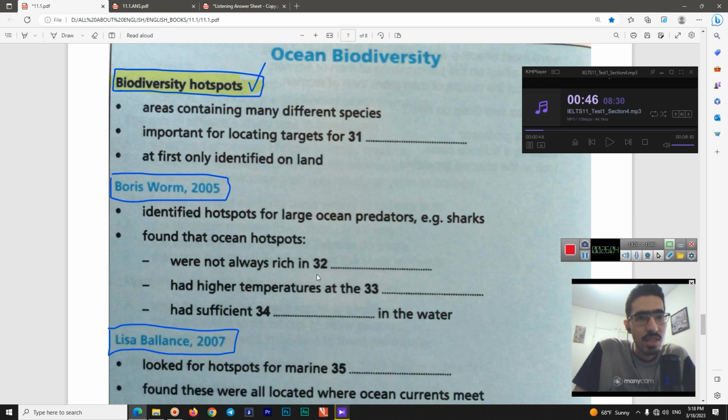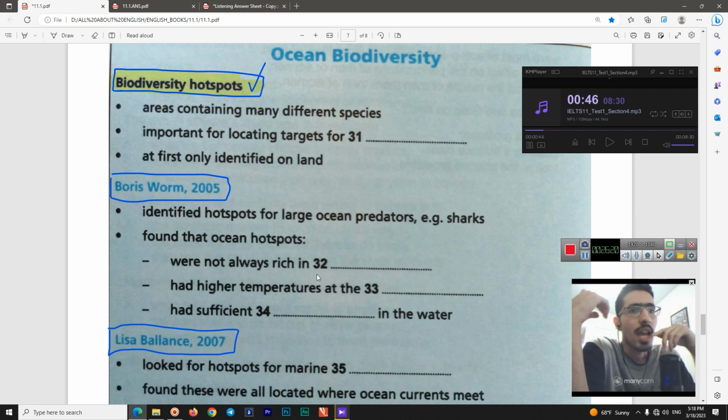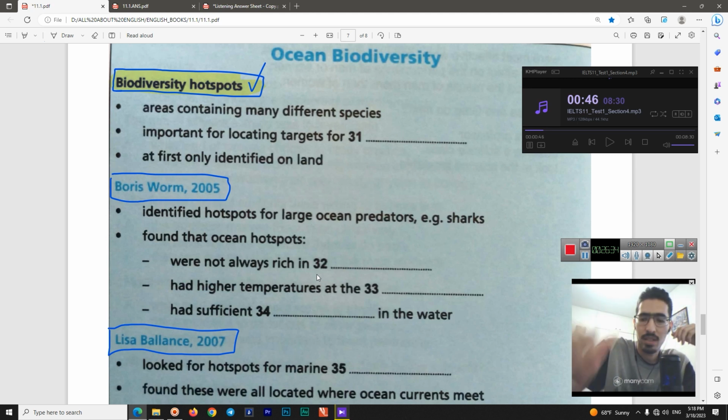Rich in protein, rich in cholesterol, rich in vitamin A, rich in vitamin B. For example, if I say something is rich in vitamin A, it means it has a lot of it. Or if I say, for example, this vegetable is rich in vitamin C, it means it has a lot of vitamin C. Like if you take it, if you use it, you will have a lot of that. So that's the meaning of rich in something.